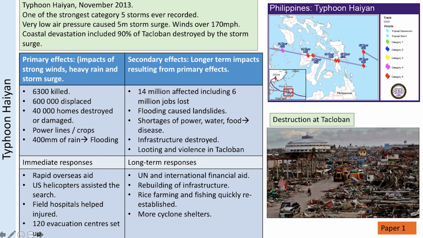Once you've made a revision card like this, it's important that you use it. So make the card and then test yourself. Turn the card over and try to write down as many things as you can. An examiner will be impressed if you can remember a fact or a statistic, so perhaps note that it is a Category 5 storm. Try to remember that 90% of Tacloban was destroyed and that over 6,000 people were killed.